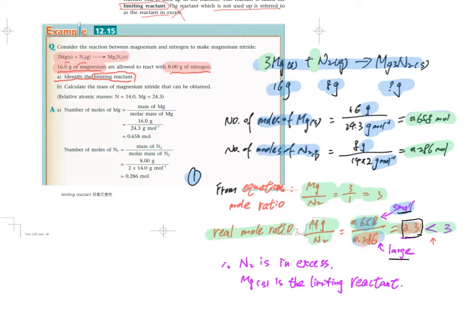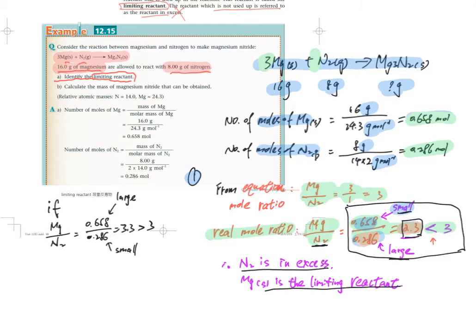Now we can see that if the denominator is larger, that means the number of moles of nitrogen is larger, a greater amount. That means nitrogen is in excess and magnesium is the limiting reagent. Then we can solve this problem just by using these strategies. On the other hand, we can show you another case.